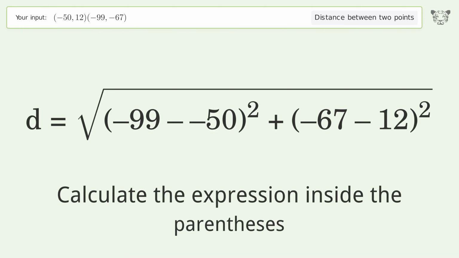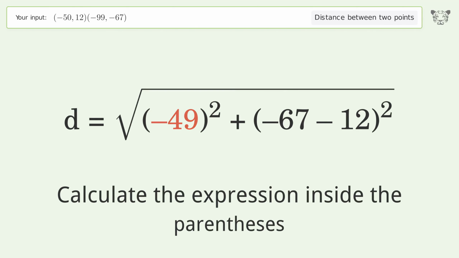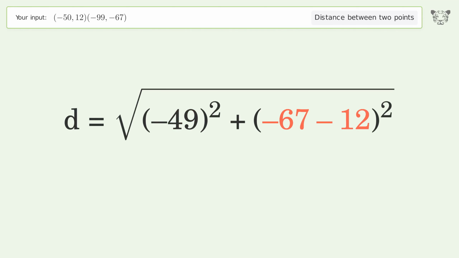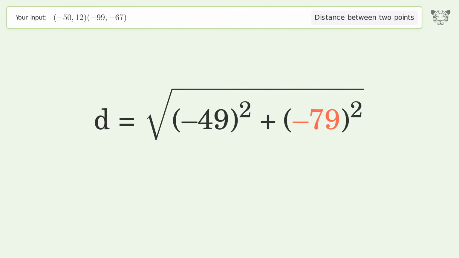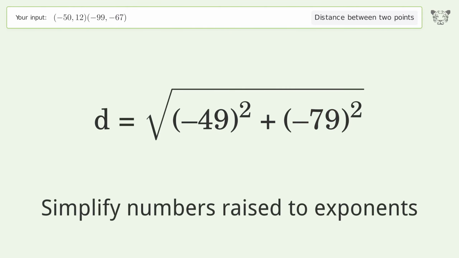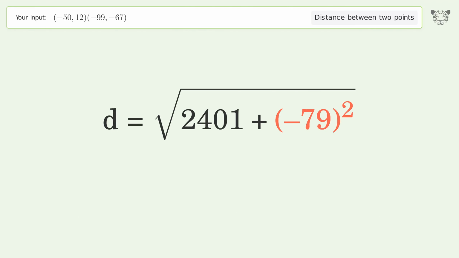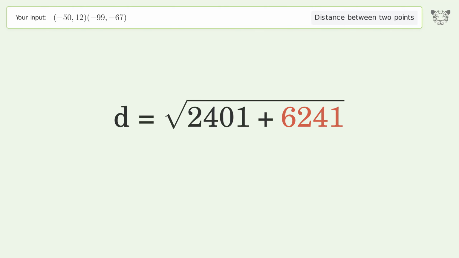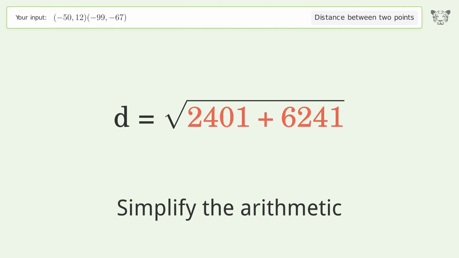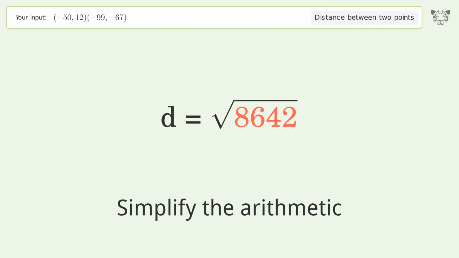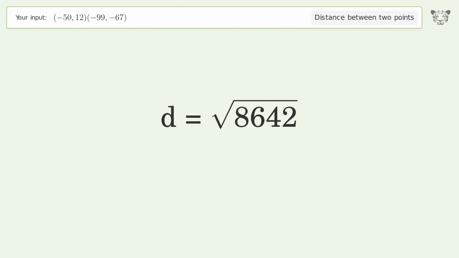Calculate the expression inside the parentheses. Simplify numbers raised to exponents. Simplify the arithmetic. And so the distance between the 2 points is the square root of 8,642, or 92.962.